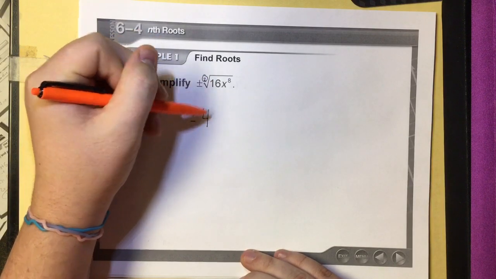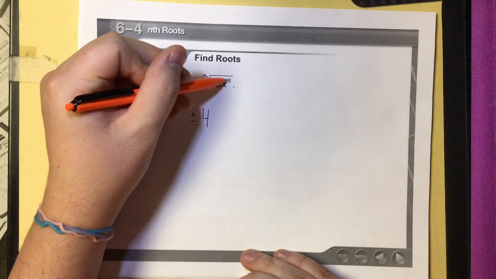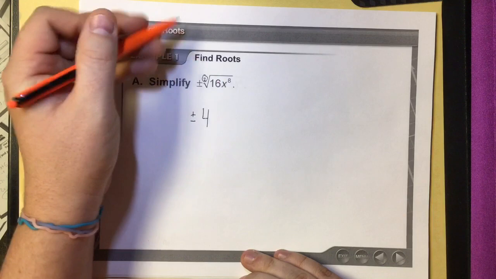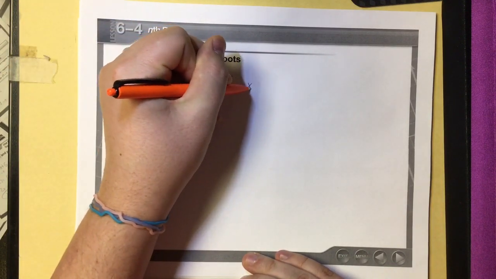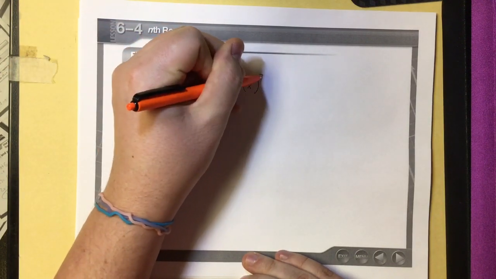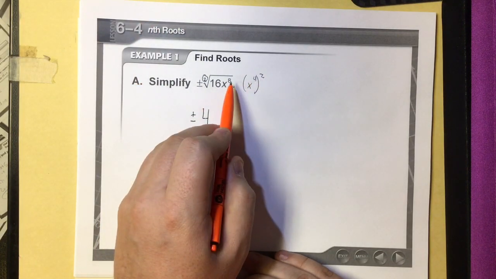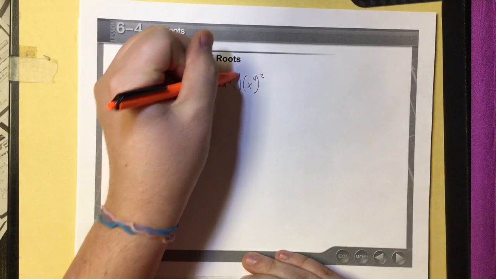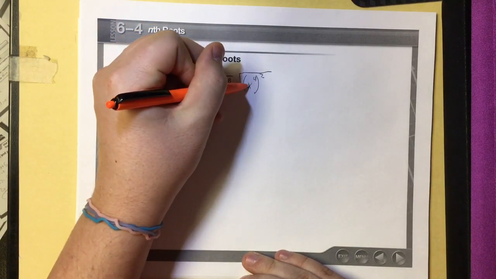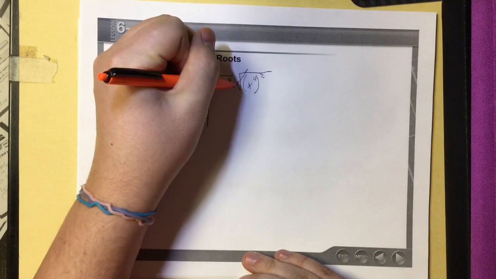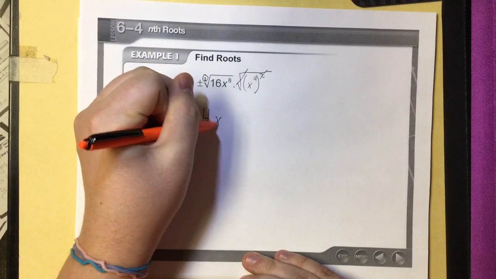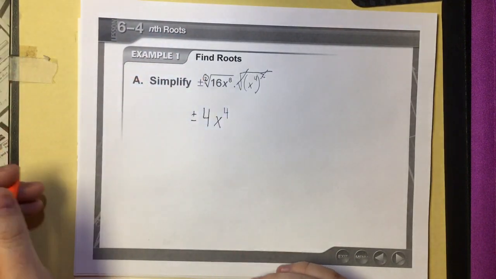Square root of 16 is 4. And to do the square root of x to the 8th, x to the 8th could be written as x to the 4th squared. Remember, our power of a power says 4 times 2 would be x to the 8th. So we have the square root of x to the 4th squared. The square root and the squared cancel, leaving us with just x to the 4th.